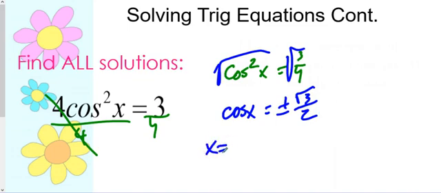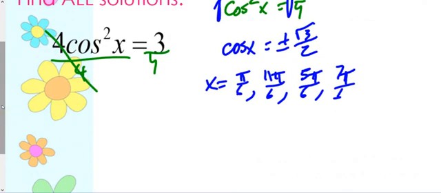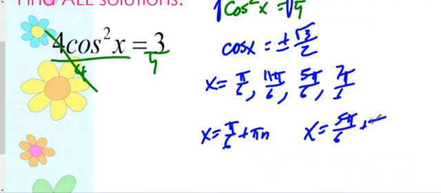So when is it positive root 3 over 2? That's pi over 6 and 11 pi over 6. When is it negative root 3 over 2? That's 5 pi over 6 and 7 pi over 6. So once again, to represent this time, we're going to say x equals pi over 6 plus pi n, and x equals 5 pi over 6 plus pi n.